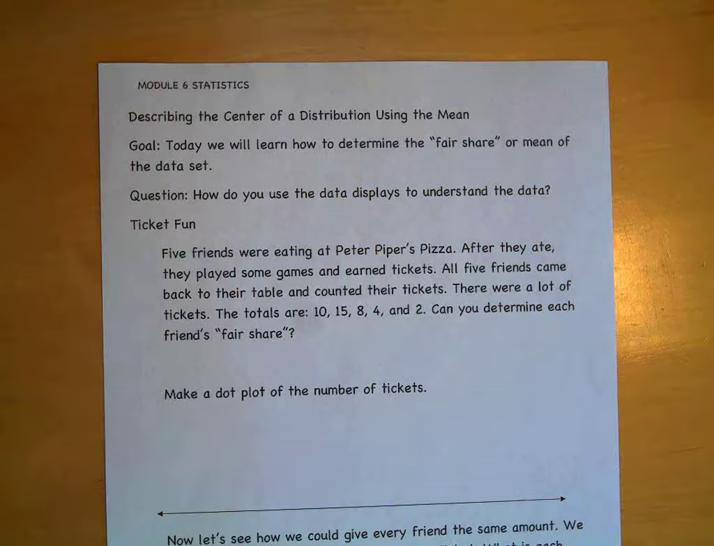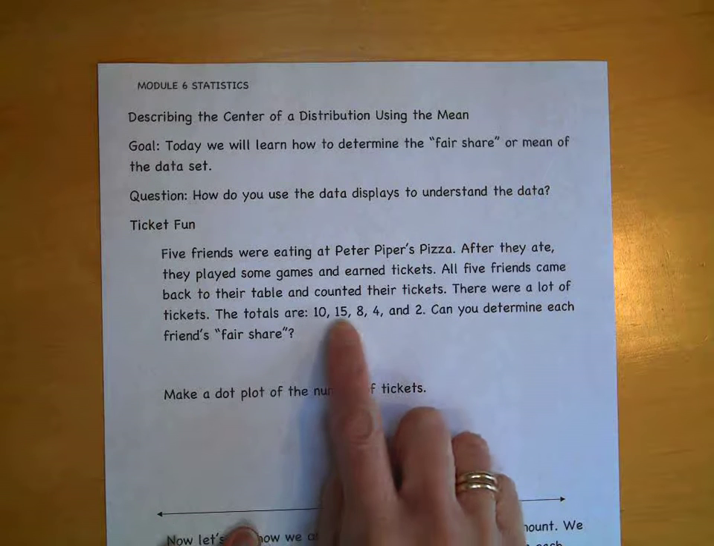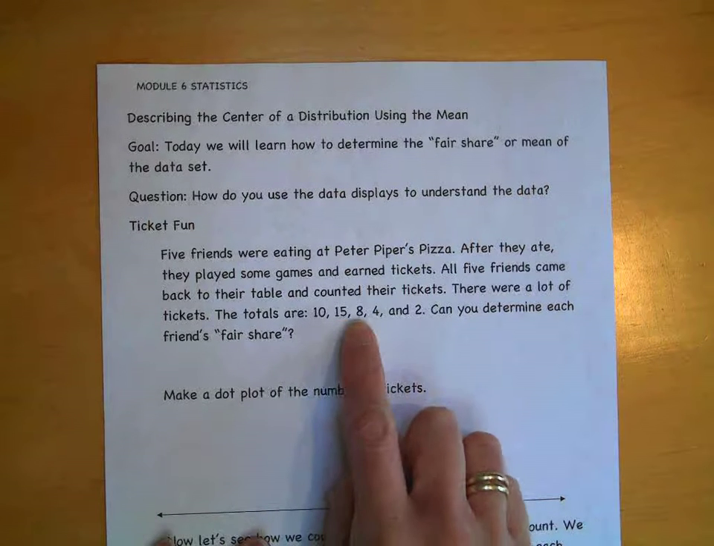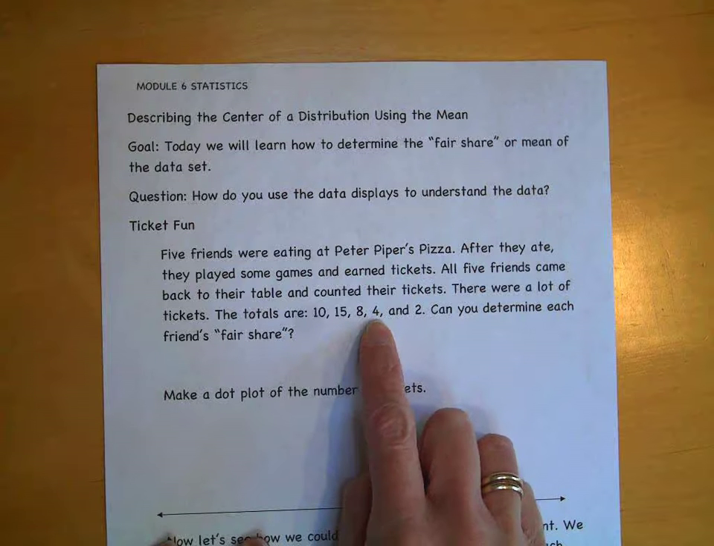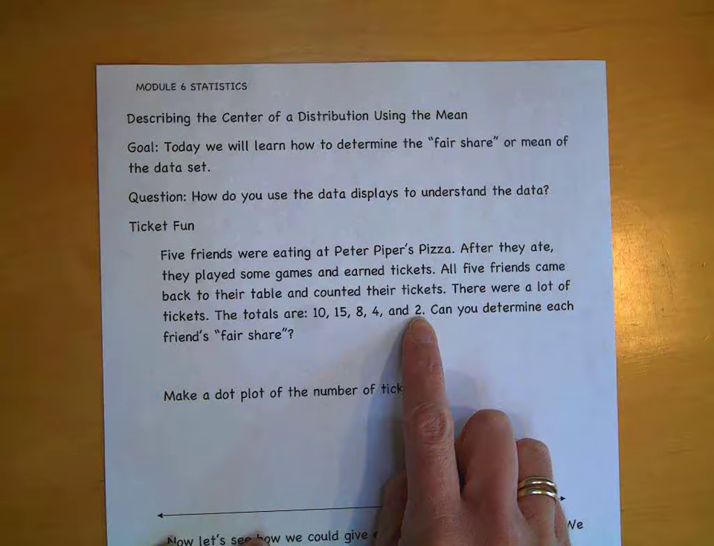Because we have 5 friends, there's 5 different numerical values of what they brought back to the table. So one child brought back 10 tickets, another child brought back 15 tickets, another child brought back 8 tickets, another child brought back 4 tickets, and then our last child brought back 2 tickets.